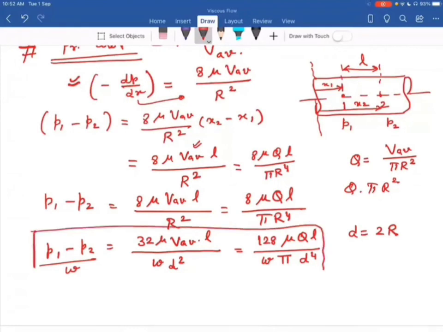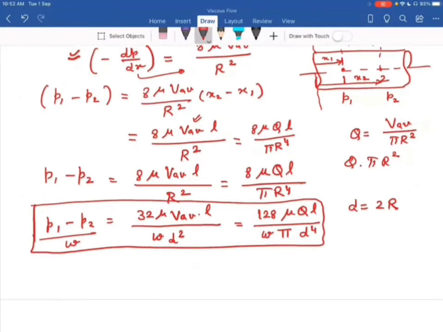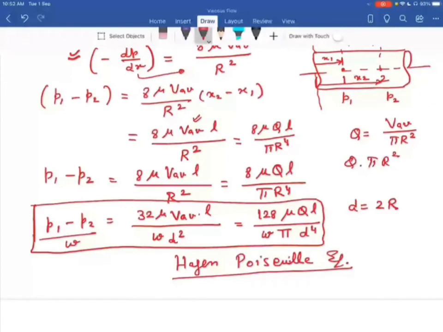Now there is a particular name for these relations for a circular pipe, and they are called the Hagen-Poiseuille equation. This equation is called the Hagen-Poiseuille equation. This is the pressure drop along a circular pipe with laminar flow.